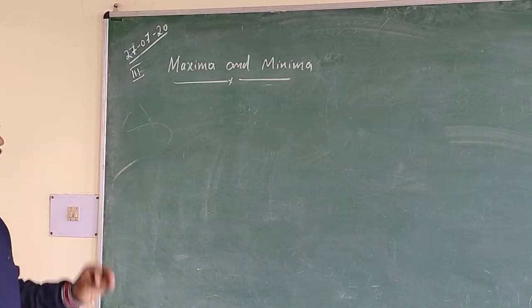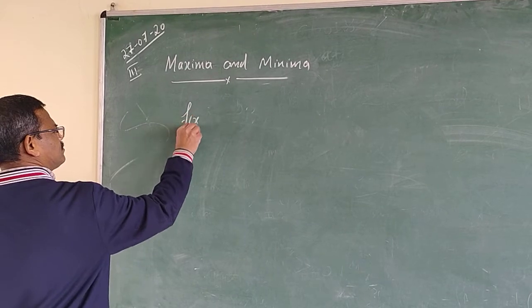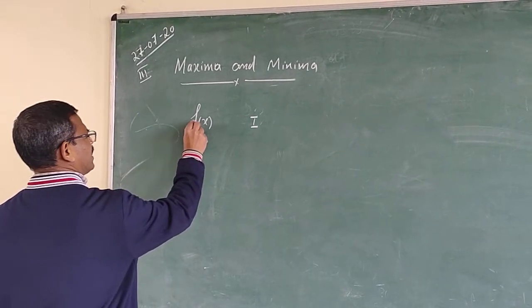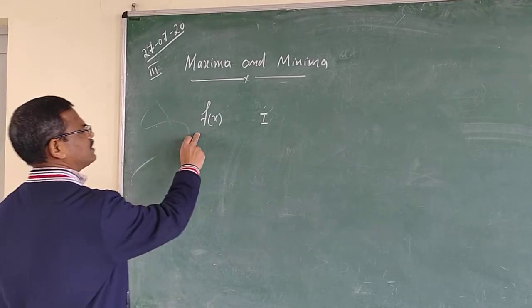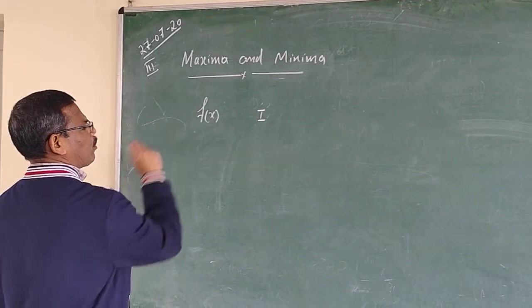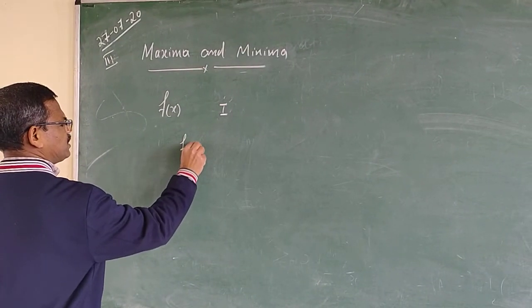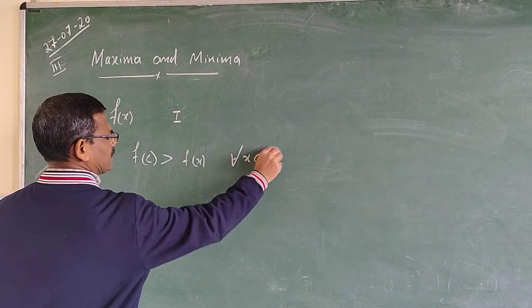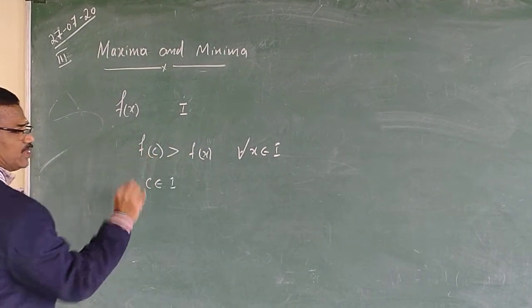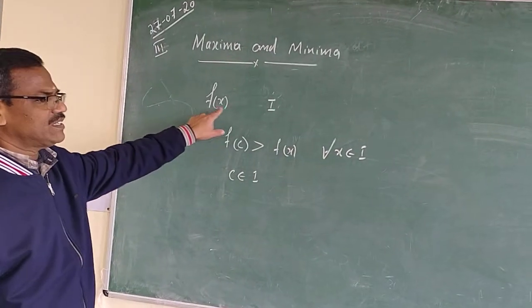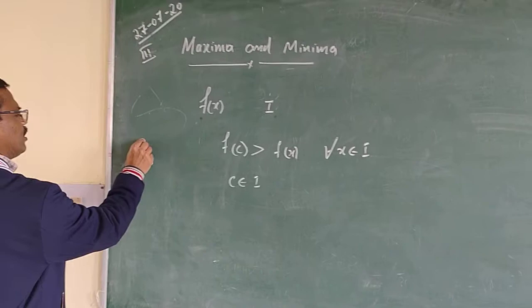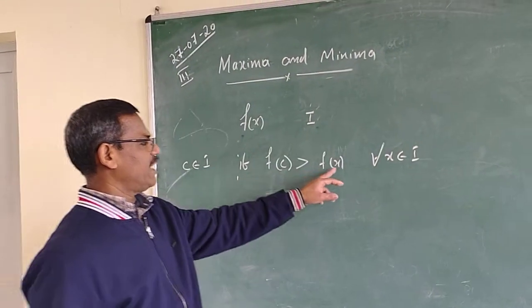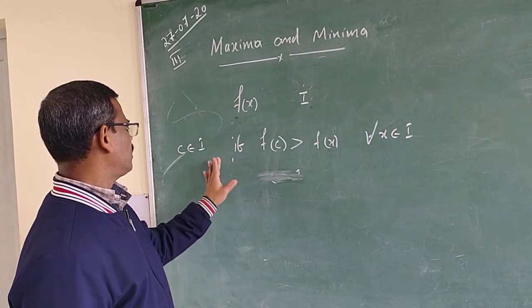But a mathematical definition is that suppose f(x) is a function defined on an interval, say I. Then we say that the function f(x) has a maximum at a point c if f(c) is greater than f(x) for all x belonging to I. But this c should also be in I. We say that the function f(x) defined on I is said to have a maximum value at c belonging to I if f(c) is greater than f(x) for all x belonging to I. That is the definition of the maximum.